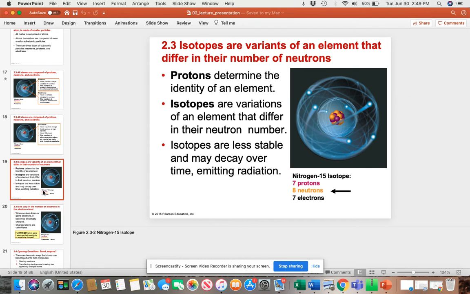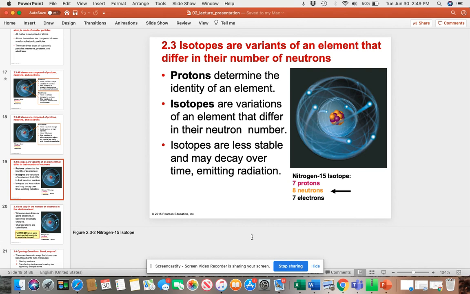For example, carbon. Carbon has an atomic number of 6, carbon 12. But you can have carbon 13 and carbon 14. They are isotopes, same element. However, the difference is in the number of neutrons. And that's very important in isotopes.